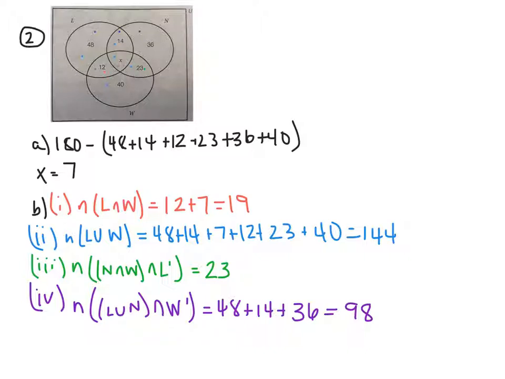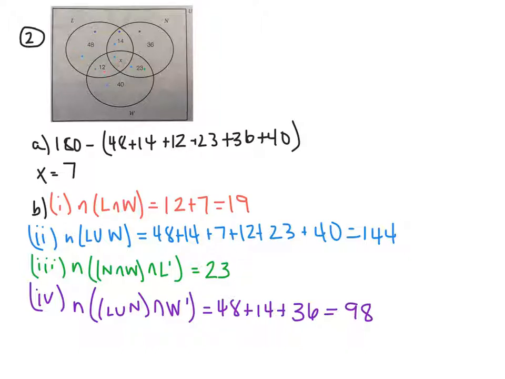Number 3 says the number that are in both the national and on the internet, but not in the local. So that would be N intersect W intersect the complement of L. So N and W and not in L. So that would be just the ones that are in this section right here. You don't want the 7 in here, because they also do the local.